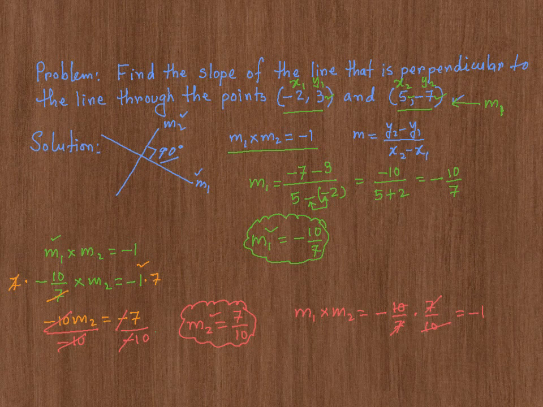This is one way of doing the problem. You can do the problem in another way. You have m1, and you need to find m2. What you need to do is find the negative reciprocal of this number.